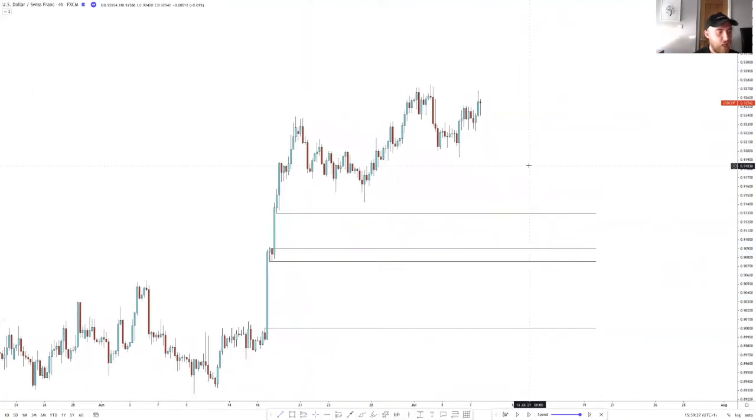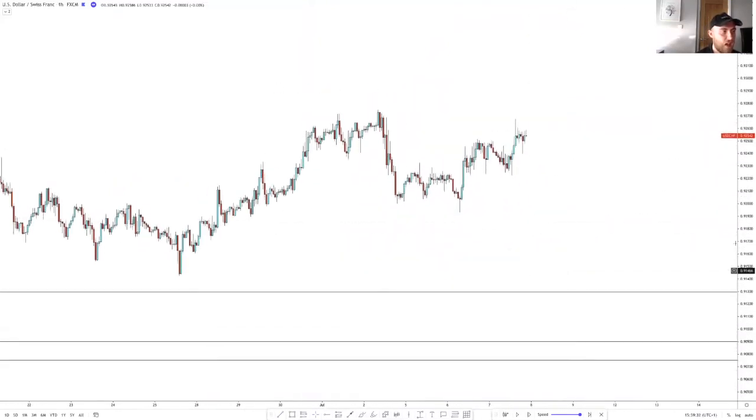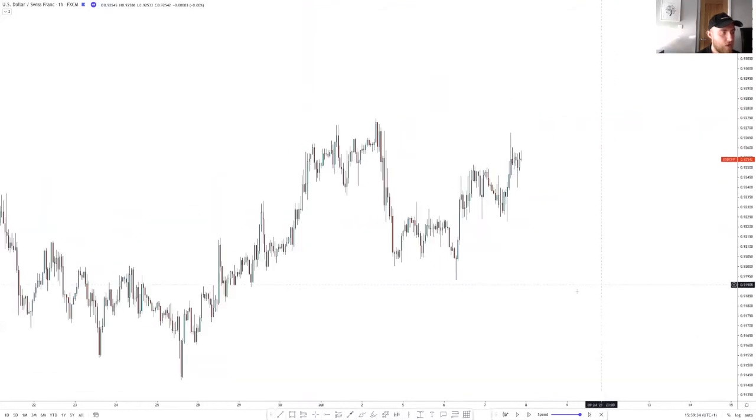Now, what we can see here is if I drop down to the hourly time frame, we can start to have a closer look at price action.